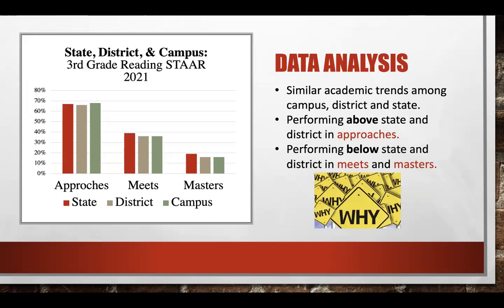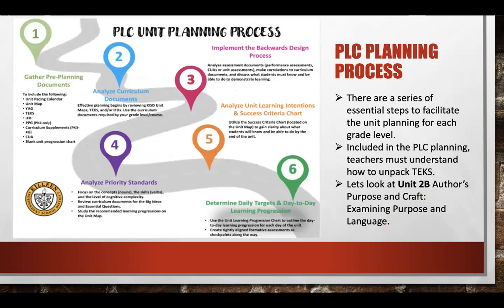For the data analysis, which is what I just discussed, there are similar academic trends among campus, district, and state. Our campus, Harker Heights, is performing above state and district in approaches, and we are below state and district when it comes to meets and masters. Just by looking at this, that's where teachers begin to brainstorm. Why are we getting these results? What can we do? That's why it's very important to look at data to improve instruction. Just by looking at this, I see an issue and I want to improve it.